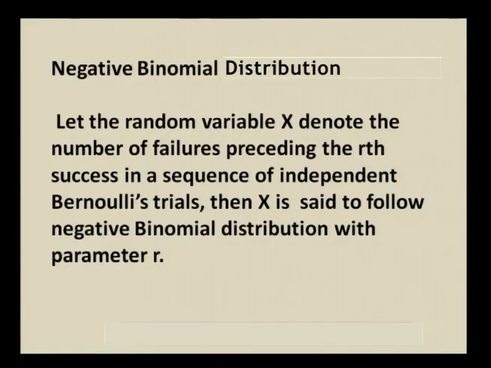So, what is a negative binomial distribution? It is exactly opposite to the binomial distribution we have already studied. Let the random variable x denote the number of failures, whereas in binomial distribution x was denoting the number of successes. So, here random variable x is going to denote the number of failures preceding the rth success in a sequence of independent Bernoulli trials. Then x is said to follow negative binomial distribution with parameter r.